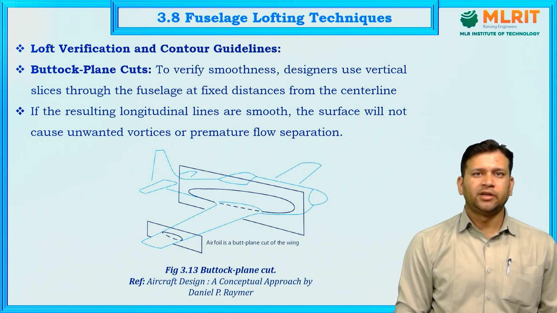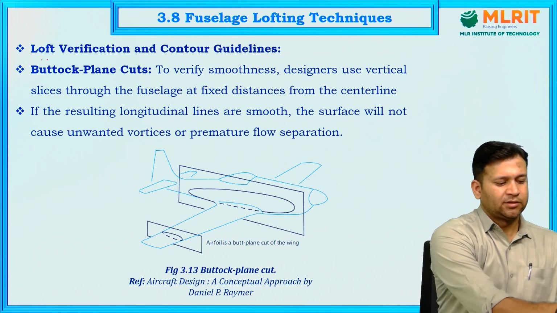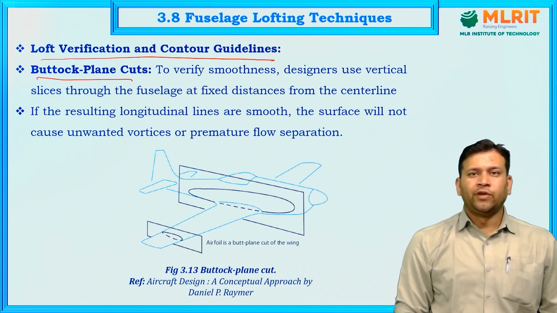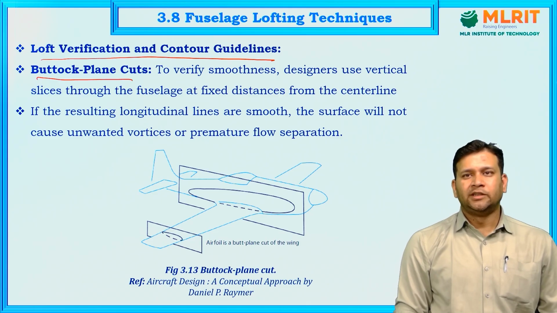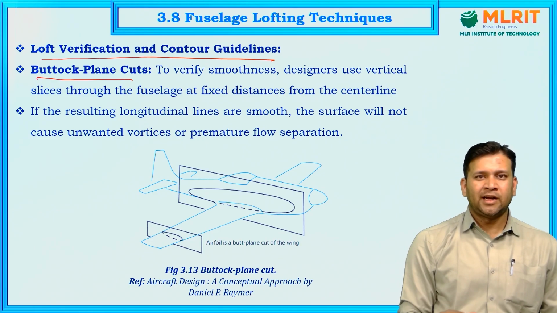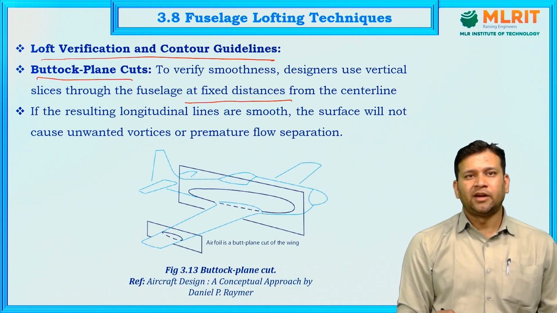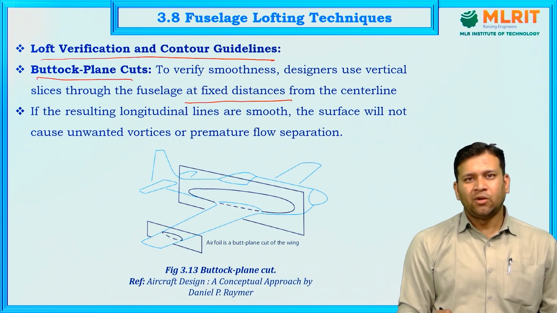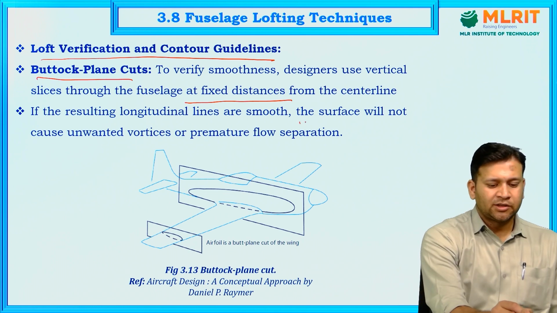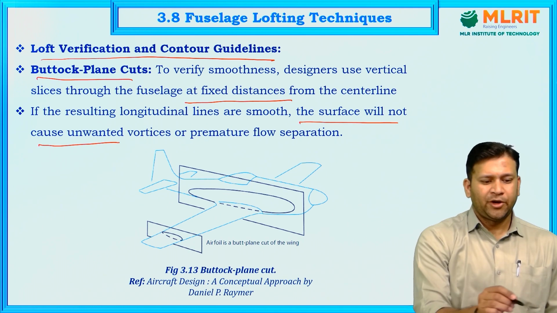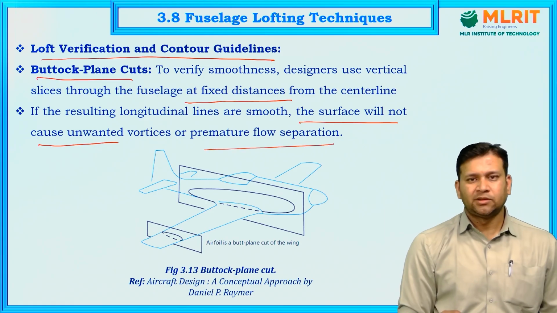Loft verification and contour guidelines. Buttock plane cuts. To verify smoothness, designers usually vertically slice through the fuselage at exact fixed distances from the center line, and if the resulting longitudinal lines are smooth, the surface will not cause unwanted vortices or premature flow separations.